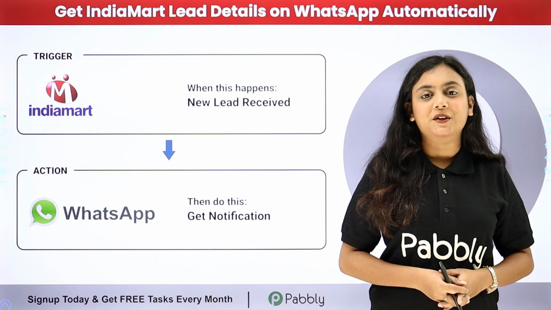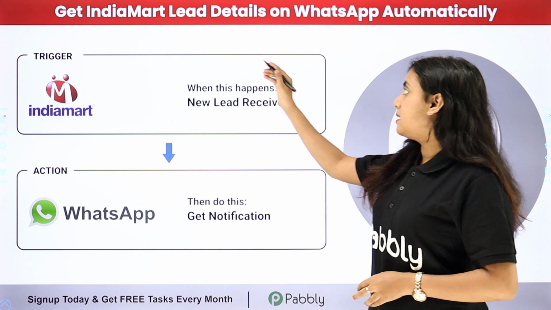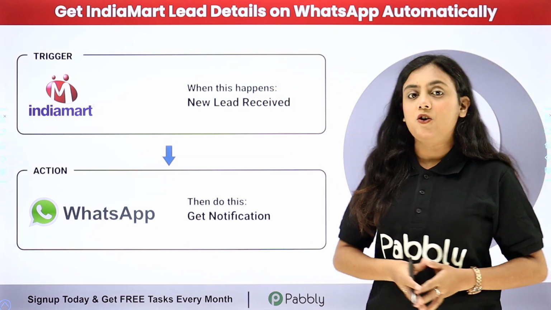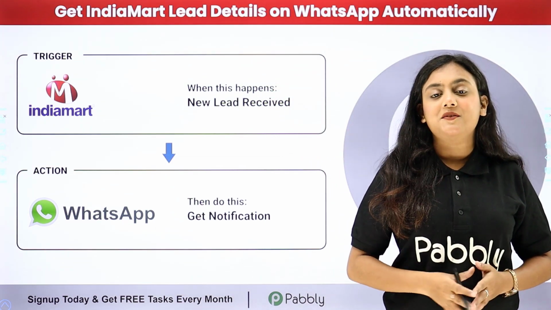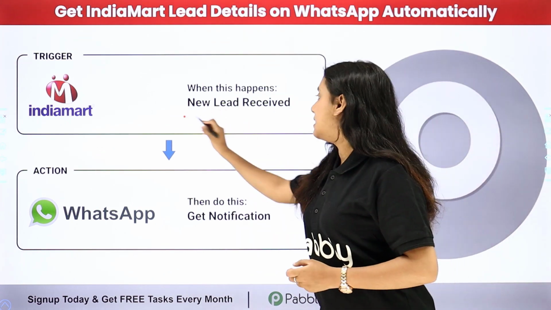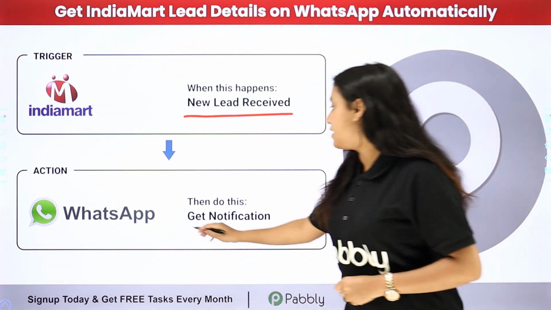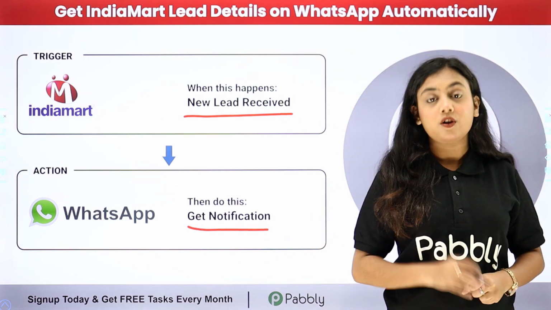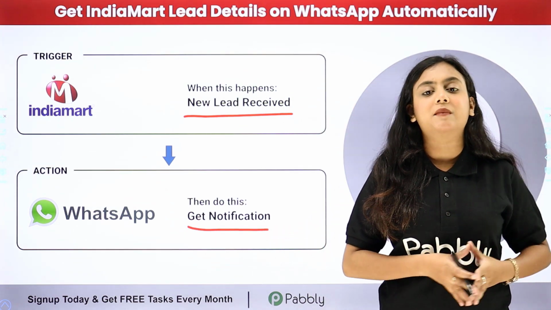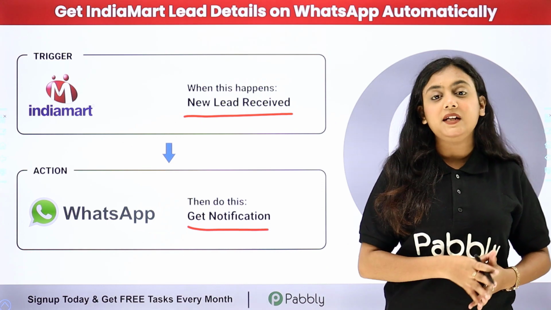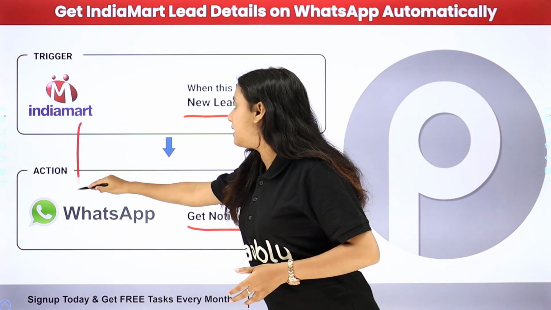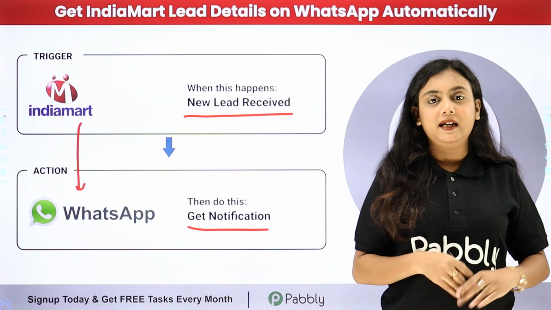In this video, we're going to learn how to get IndiaMART lead details on WhatsApp automatically. So here my objective is that whenever a new lead is generated with the help of IndiaMART, automatically on my WhatsApp, I should get a message notification of that lead that is generated in my IndiaMART account. For that, we need to create an automation between IndiaMART and WhatsApp with the help of Pabbly Connect.